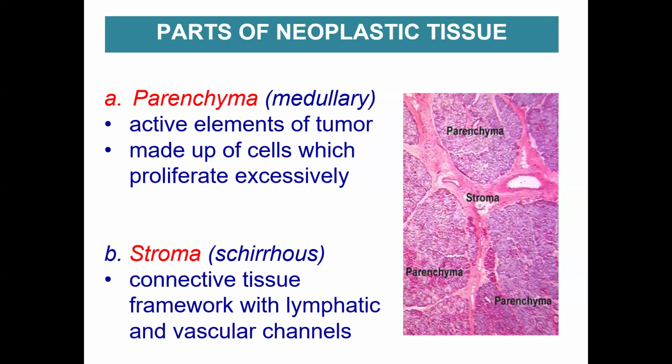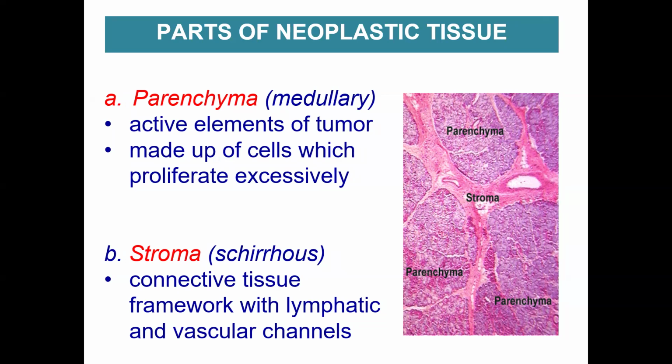You have here the parts of neoplastic tissue. You have your parenchyma or the medullary, and the stroma or your scirrhus. For your parenchyma and medullary, that is where you see the active elements of the tumor. Usually they are made up of cells which proliferate excessively. As compared to your stroma or the scirrhus, where you see the lymphatic and vascular channels. This is a connective tissue framework with the lymphatic and the vascular channels.